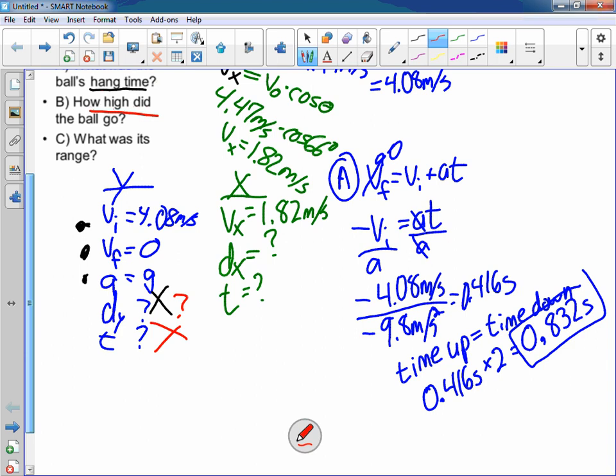Why not use it? Well, what if I made a mistake? There are some times where I have no choice but to use something I just solved for, like in part C. But in this case, I do have a choice. So I'm not going to use time. So which equation is that going to be?